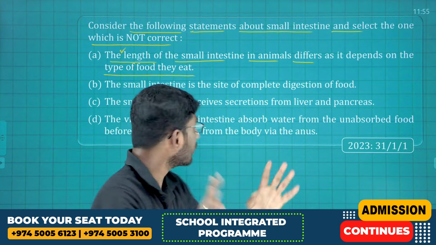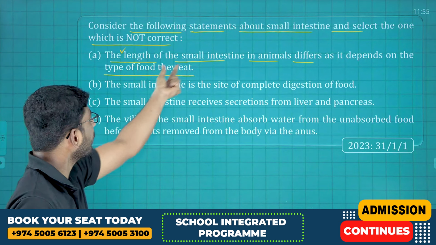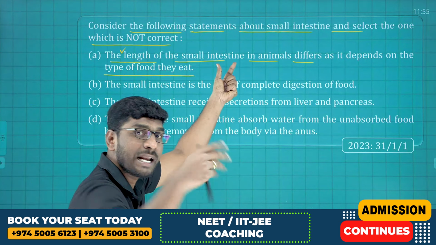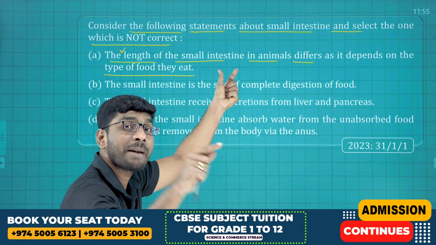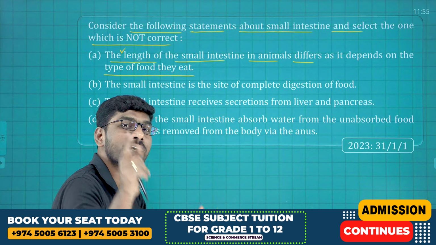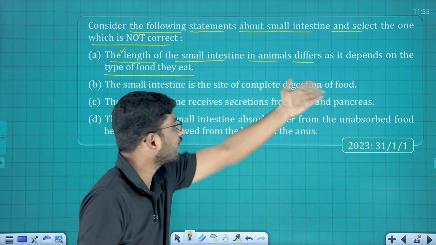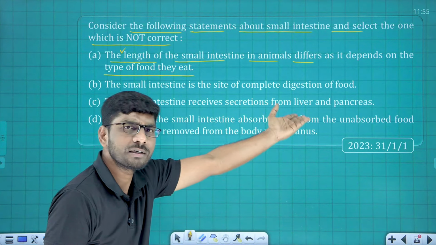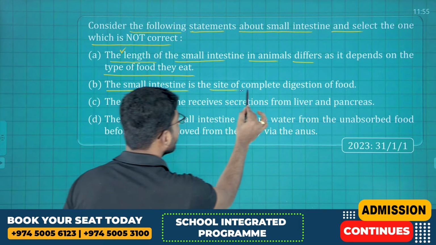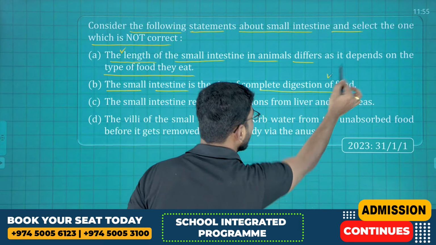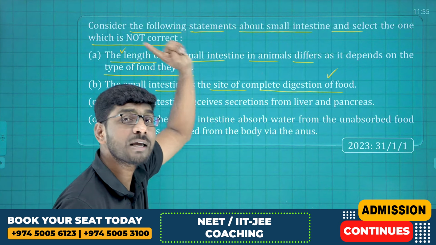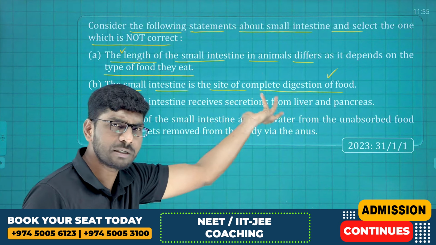Do you remember? So what is mentioned? The length of the small intestine, if it is very big and highly twisted, that is herbivore. If the length of the intestine is short, it is called what? Carnivore. Yes or no? So what kind of food it is eating? It depends. Correct. Next, the small intestine is the site of complete digestion of food. Absolutely correct. But they are asking for the incorrect statement, kids. First two statements are correct.